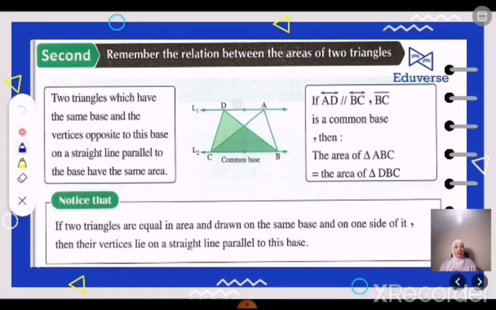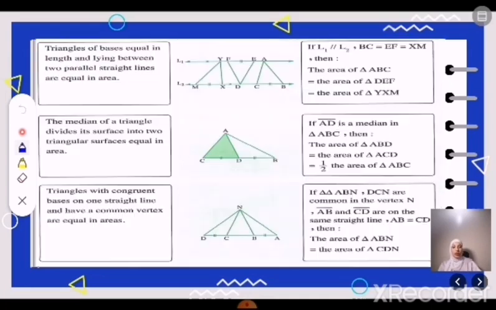Also, you have a relation between the two triangles and a triangle and a parallelogram. First here we have the relation between the two triangles here. If they have common base between two parallel lines, they are equal in area. And also if they are with equal bases and also between two parallel lines, then also we can say they have the same area. All these triangles are equal in area.